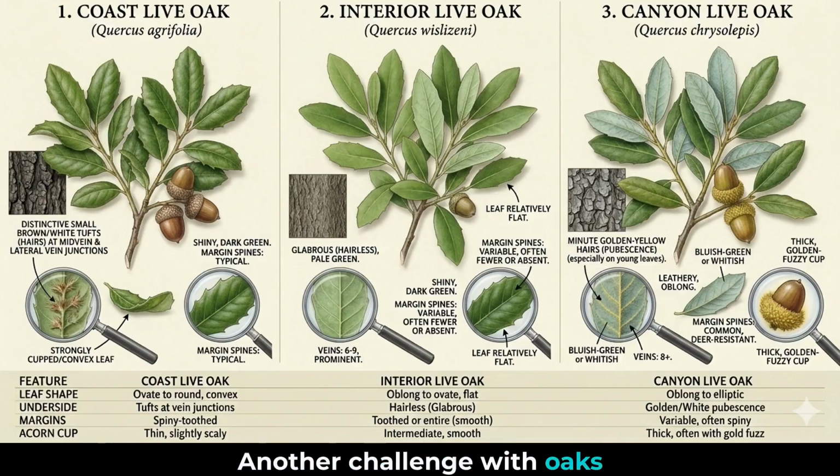Another challenge with oaks is identification. Because oaks hybridize so frequently and respond differently to environmental conditions, identifying species is not always simple. Two trees of the same species can look dramatically different depending on water availability, sunlight exposure, soil conditions, competition, or disturbance history. Even experienced arborists and botanists sometimes disagree on oak identification in hybrid zones.